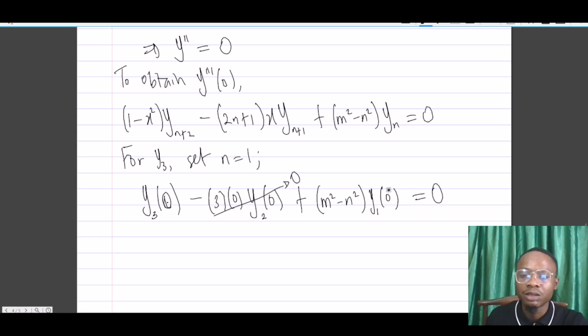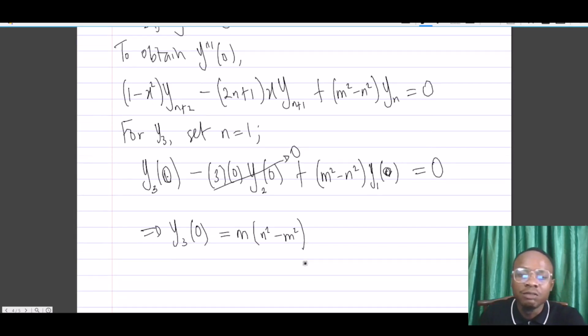So what we are left with: we have been told that y1 at 0, that's y prime at 0, is equal to m. We're given that in the question. So from here, we can see that y sub 3, or y prime prime prime at 0, is equal to, when we move this to the other side, m into (n squared minus m squared). By the time we move this to the other side, it becomes negative. And they told us already that n is 1 here. So we take note of that and we are good to go.